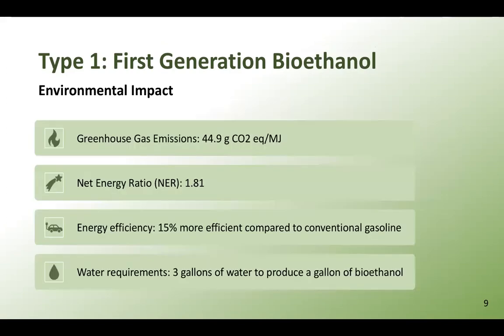Now, moving to the environmental impact of bioethanol, it has a greenhouse gas emission of approximately 44.9 grams of CO2 equivalent per megajoule. As for its net energy ratio, it's 1.81, which is higher than 1 and hence not really desirable. As for its water requirements, it requires 3 gallons of water to produce only 1 gallon of bioethanol. And overall, it's considered 15% more efficient compared to other conventional fuels.